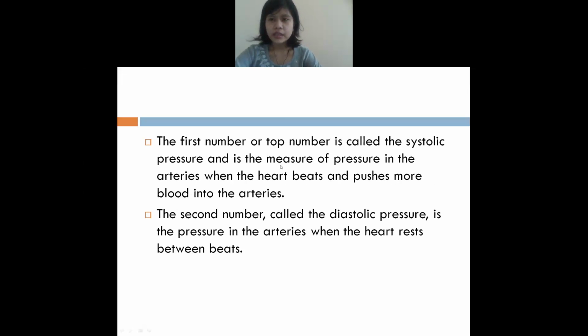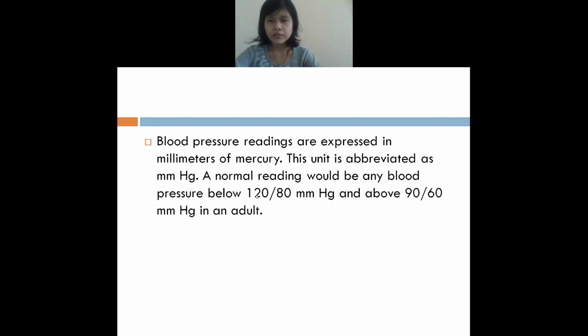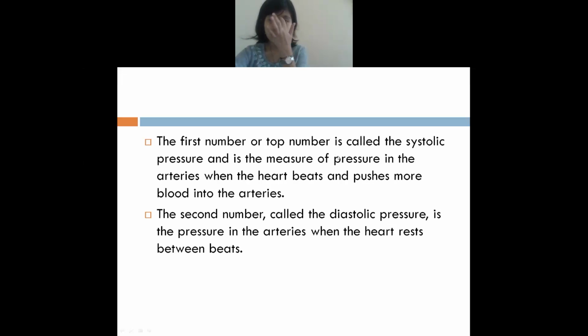The first one is the systolic, the first number or top number. For example, 120 by 80. I'm just showing this one. Normally, the normal BP is 120 by 80. So the first one, this part, 120, is known as what? Systolic pressure.